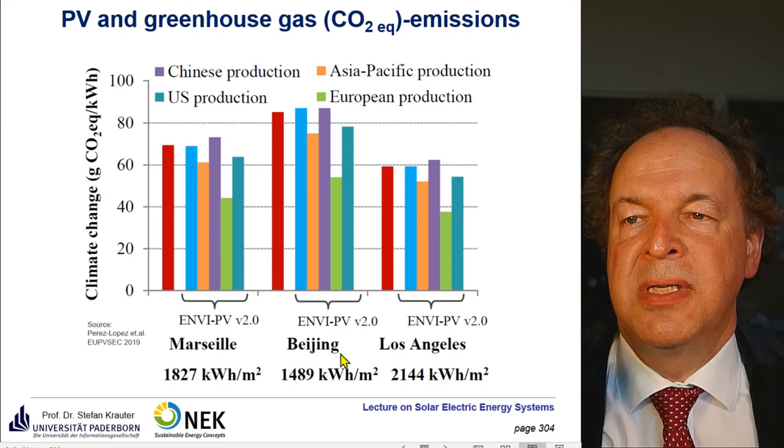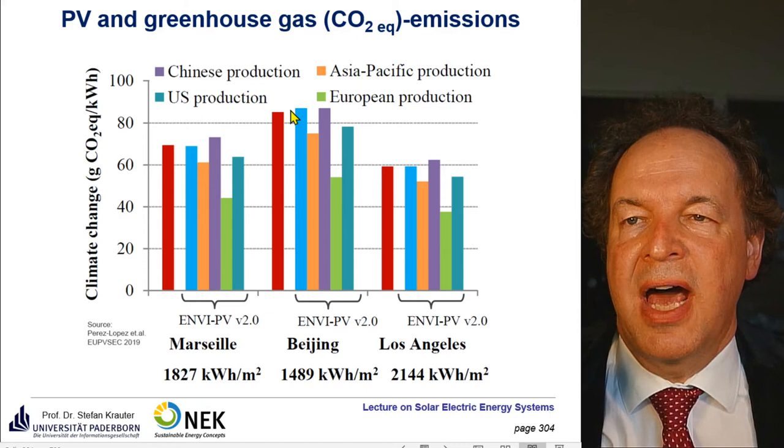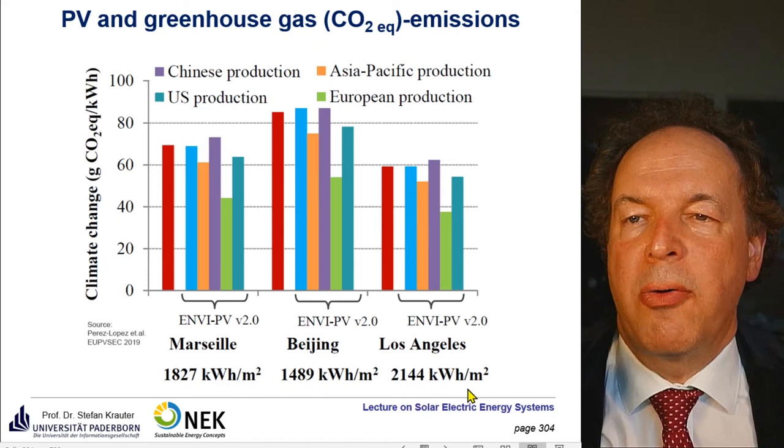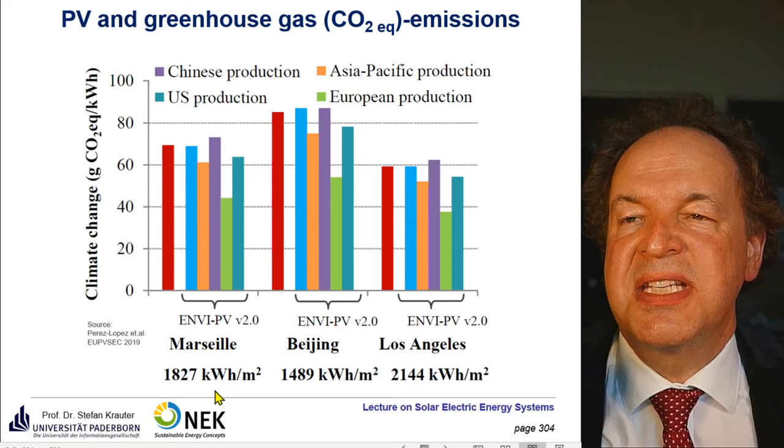You see the other locations here. In Beijing, the irradiance is lower, therefore the carbon dioxide emissions are higher. If you go to Los Angeles here, there the irradiance value, 2,144 kilowatt hours per square meter per year, these are yearly values, is even higher than the one of Marseille, and therefore the carbon dioxide emissions are lower.